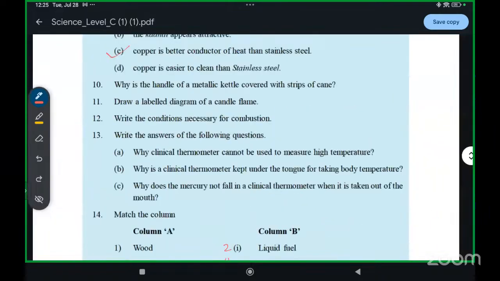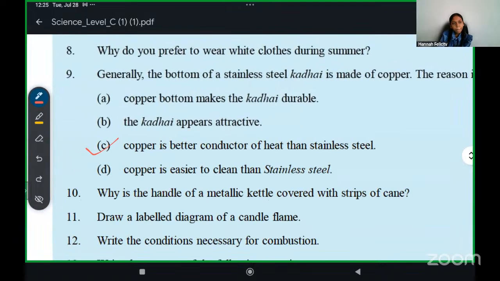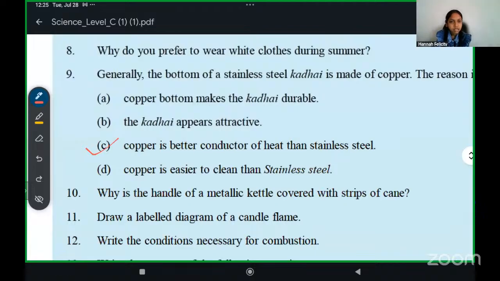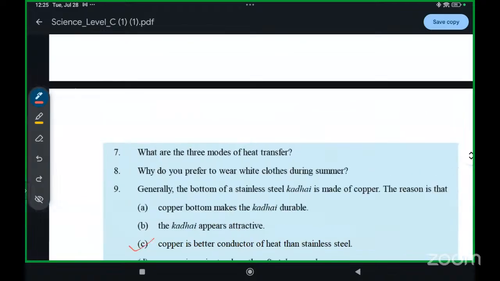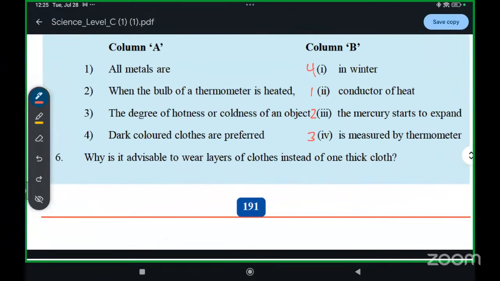Okay, so with this we have finished with this chapter. With this we have finished with the lesson. Yes, Hannah. Ma'am, I think you skipped question 6. Question 6? Okay, yes. I skipped question 6. Eva, why is it advisable to wear layers of clothes instead of one thick cloth?